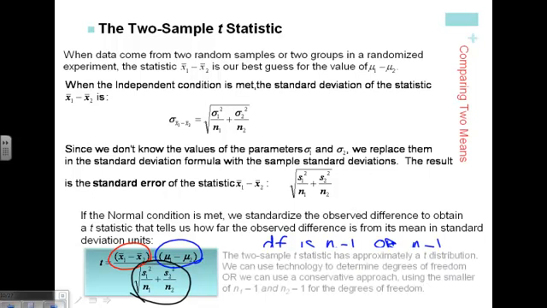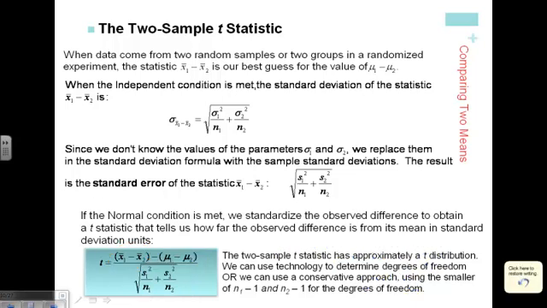All right. And there's them saying the same thing. The two-sample t-statistic has approximately a t-distribution. We can use technology to determine degrees of freedom, or we can use the conservative approach using the smaller of n1 minus 1 or n2 minus 1. I think we got that point home. I think I thoroughly understand it. All right. That was supposed to be a joke.